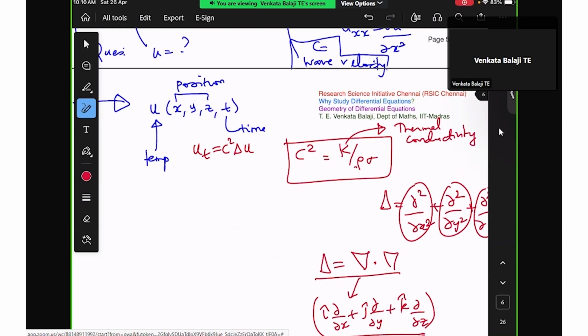Okay, this rho is of course the density of the material. And sigma is what? Specific heat. Right. So C squared is exactly given by these important constants: the specific heat of the material, the density of the material, and the thermal conductivity.